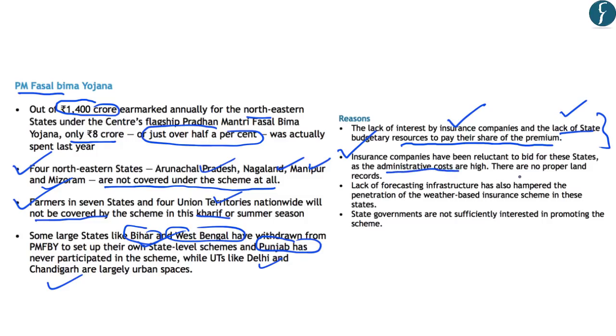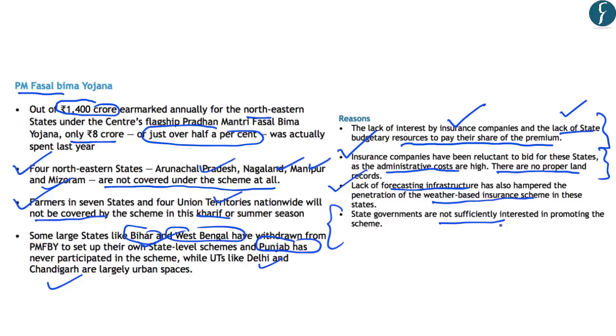And besides this, there are no proper land records. And this becomes a major hindrance in the implementation of this scheme, which is primarily being implemented by the insurance companies. Now, there is a lack of a proper forecasting system, which is an important aspect of the weather-based insurance scheme. And finally, the Center has also pointed out that the state governments are not sufficiently interested in promoting this scheme. And all these factors are leading to non-implementation or rather poor implementation of the Pradhan Mantri Fasal Bima Yojana.